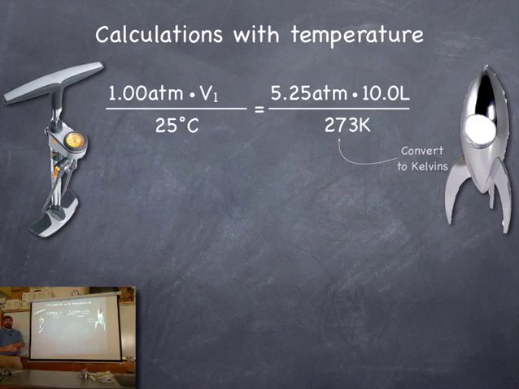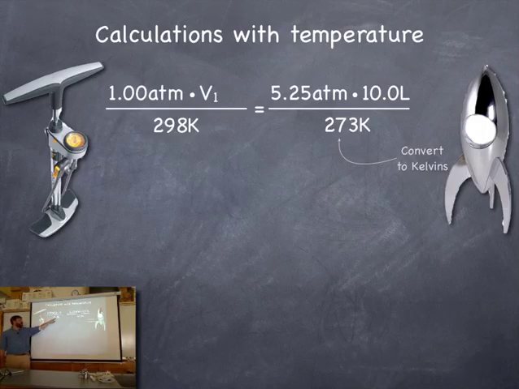Yeah, they use the compression to heat, yes, until you hit the ignition point. So 25 plus 273 is 298. Now we're at a point where we can do this calculation. What do I need to do to make this work? Isolate the variable. I gotta isolate the unknown.